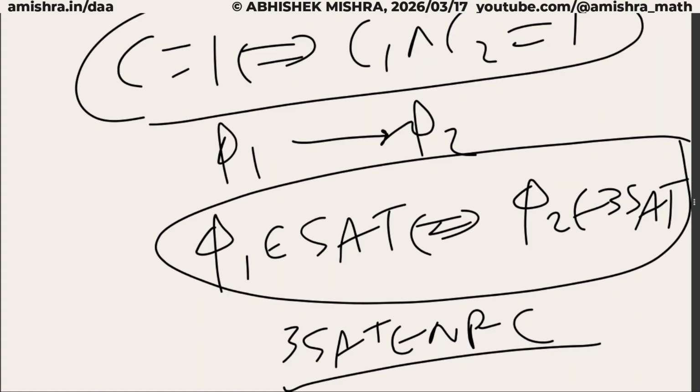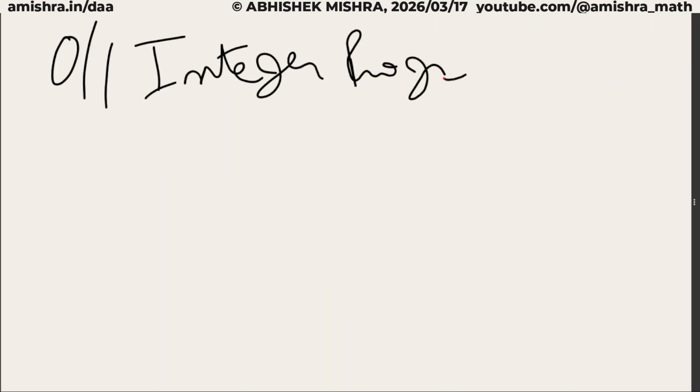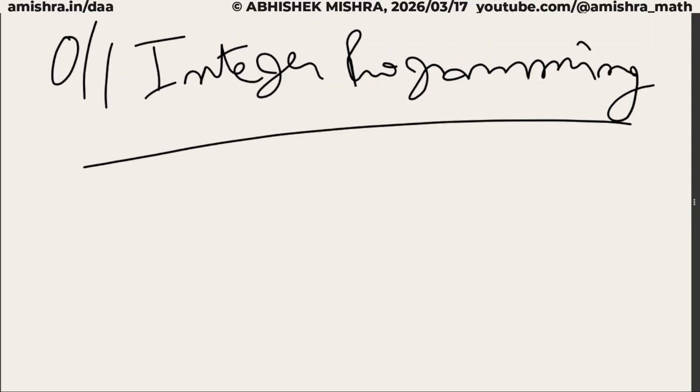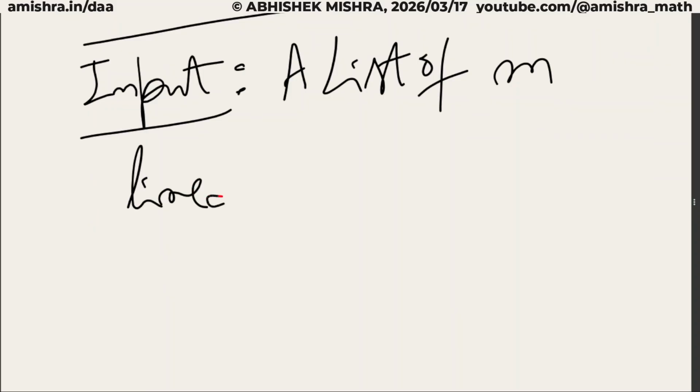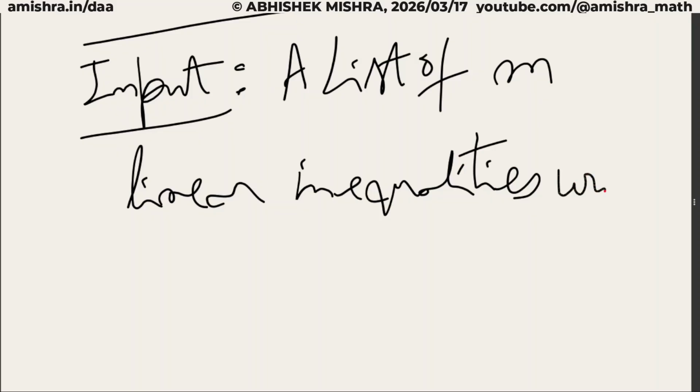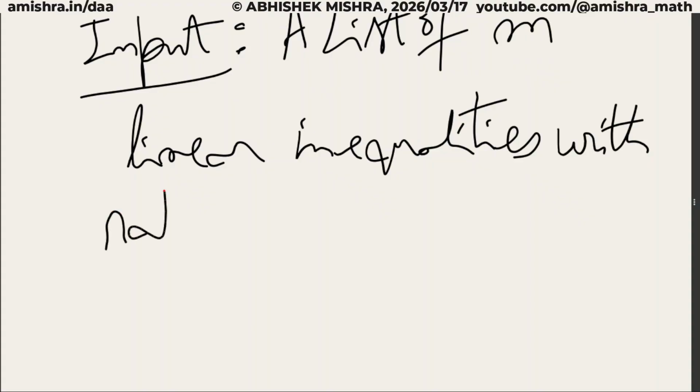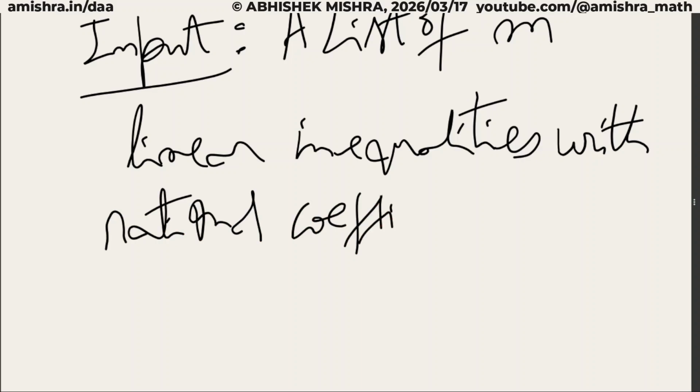Now the second problem we will take is 0-1 integer programming. Here the input is a list of m linear inequalities with rational coefficients over n variables.